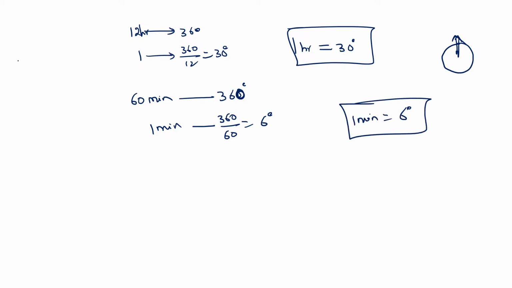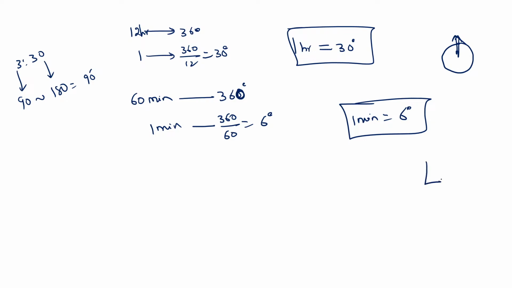But if you take only that example, you are going to get 3 into 30, 90, because 1 hour is 30, so 3 hours is 90. 1 minute is 6 degrees, so 3 minutes is 180. If you take the difference, you are going to get only 90 degrees. But we know that's not 90. So how is the minute hand affecting the extra movement of our hand?